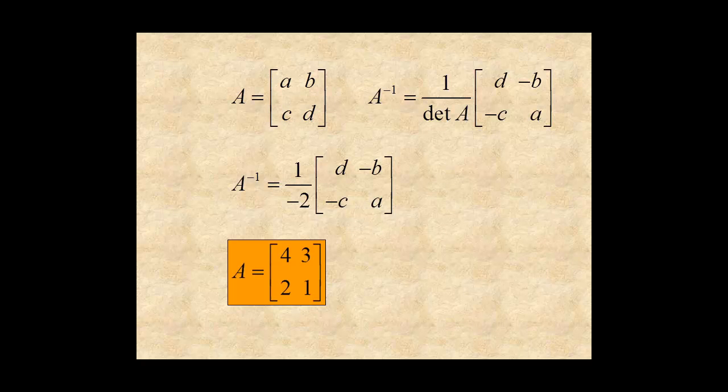The coefficient matrix starts out like this: 4, 3, 2, and 1. Switch the elements on the main left to right diagonal. 4 and 1 from the original matrix become 1 and 4 in the inverse matrix. Then switch the signs of the elements on the other diagonal. 2 and 3 from the original matrix become -2 and -3 in the inverse matrix. Now you have the inverse of the coefficient matrix.